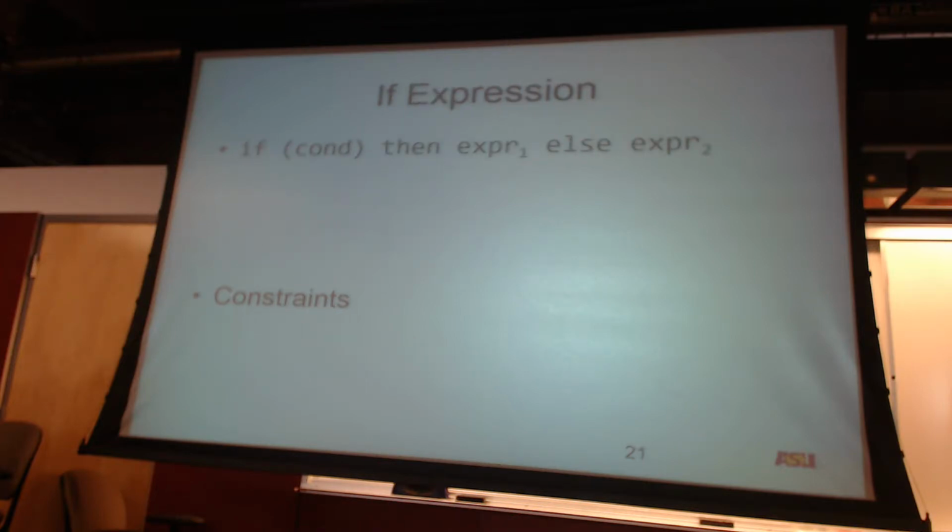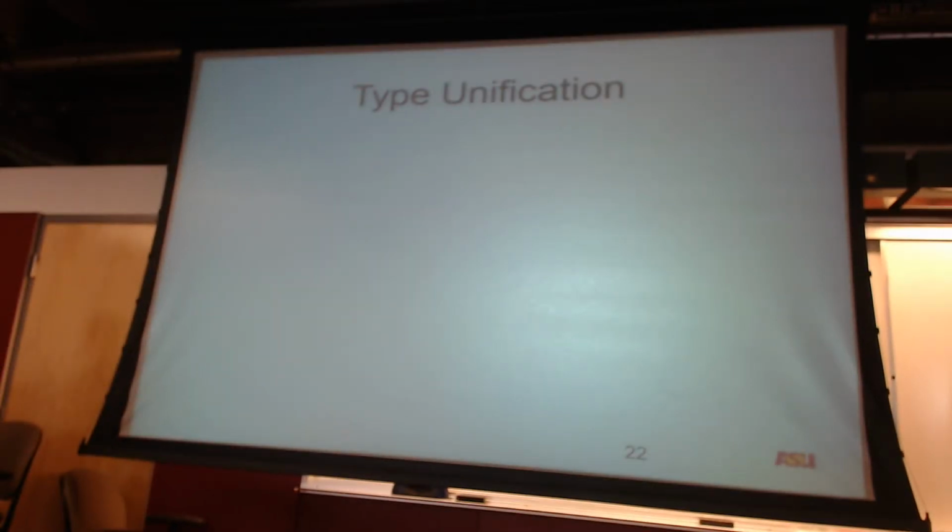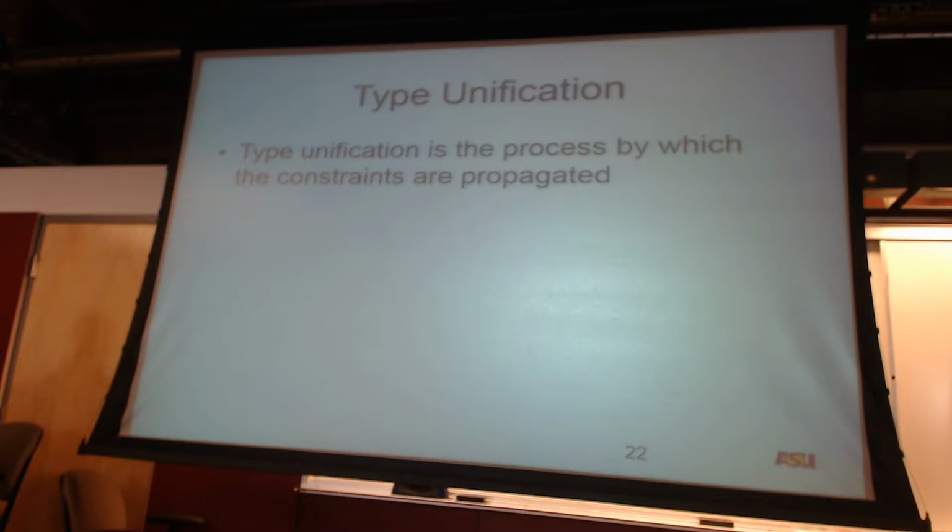Then we went to if expression. For if expression, there are only two constraints. The condition has to have a type boolean, and the types of the two expressions that are there for the if have to be the same, and the output of the if also has to be the same type. Right? Those are all the constraints. Now we go into type unification. So what is the purpose of type unification? Type unification is the process by which constraints are propagated.